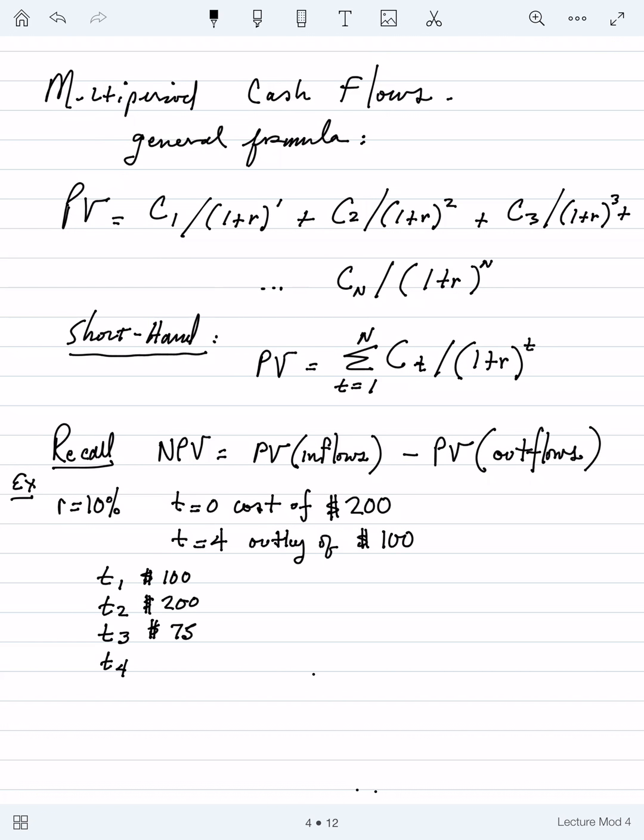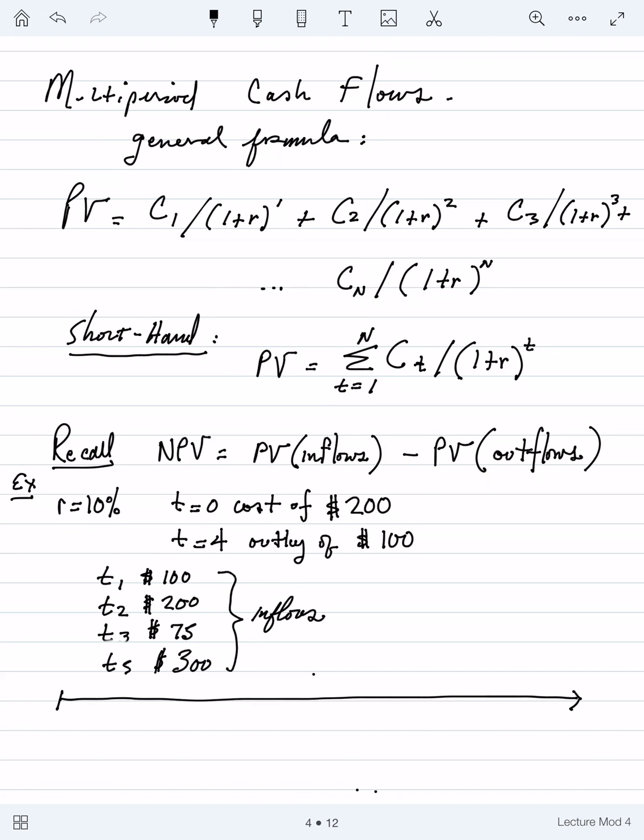In time period 4, oh, let's say that's an outflow. Sorry, wait. Let's say it doesn't bring in any money at all in time period 4. So in time period 5, let's say it generates 300. These are inflows in those specified times. On the typical timeline example, time flows, and we have time period 0, 1, 2, 3, 4, and 5. So in time period 0, I have a cost of 200. Let's write that as a negative 200 for my flow.